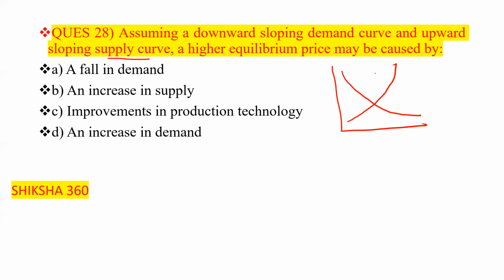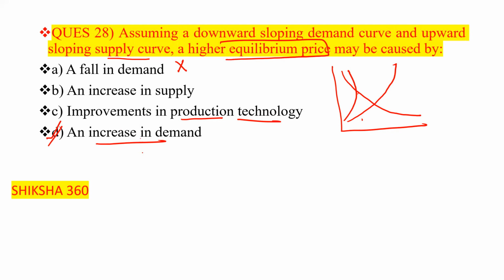A higher equilibrium price may be caused by a fall in the demand? If there is a fall in the demand, the equilibrium price will become low, so this one is not the answer. If there is an increase in supply, such as an improvement in production technology, the price will fall. A higher equilibrium price will result in the case of an increase in the demand.